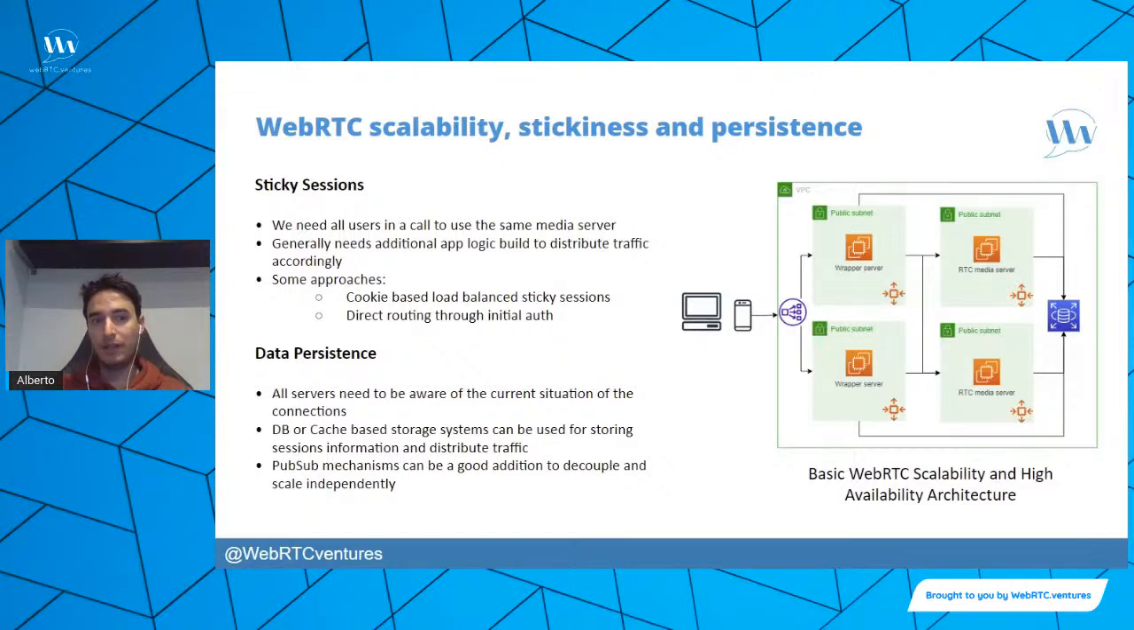So that's one thing to take into account, and the other is data persistence, which is really important. All servers need to be aware of the current situation of the connections. If a server goes down, another server should be able to pick up those sessions, and users use this new server. So that's what I'm representing in this diagram at the right, just a basic implementation of how this could look like in AWS.